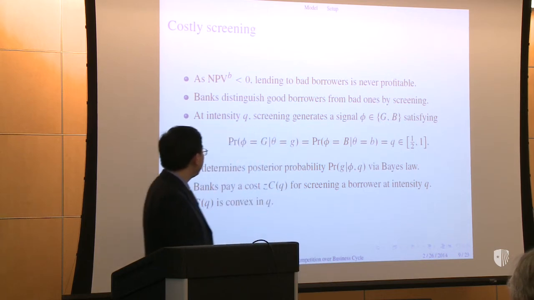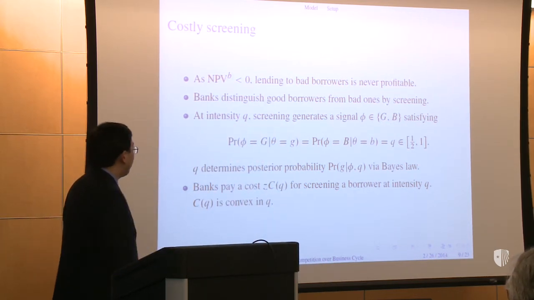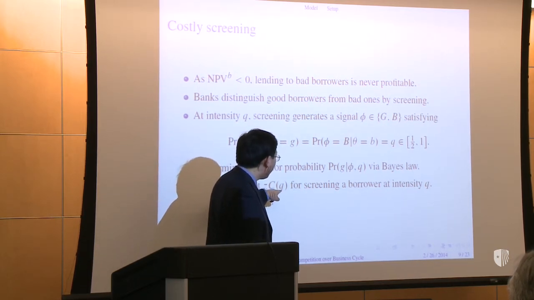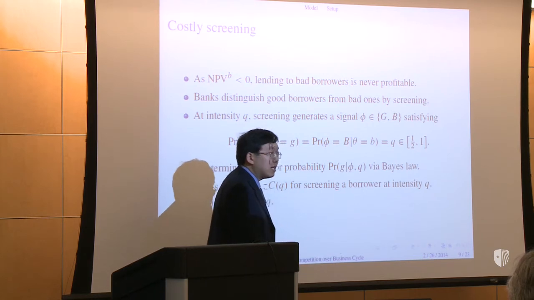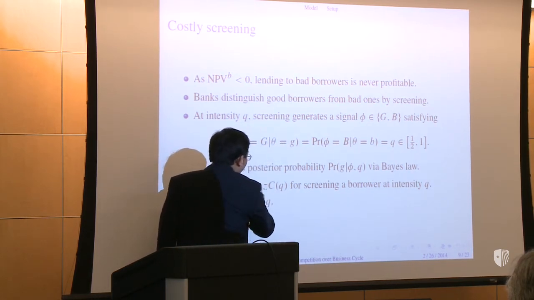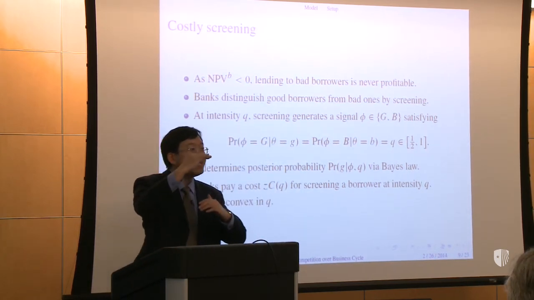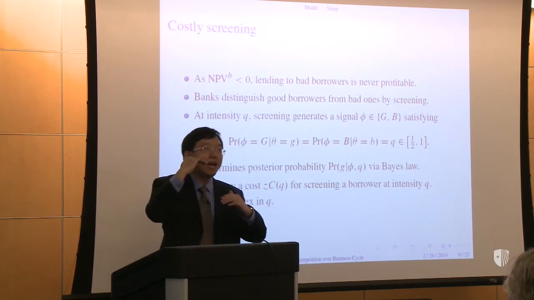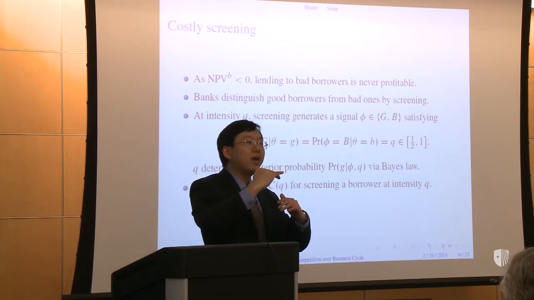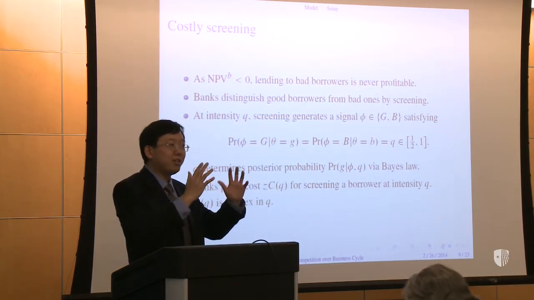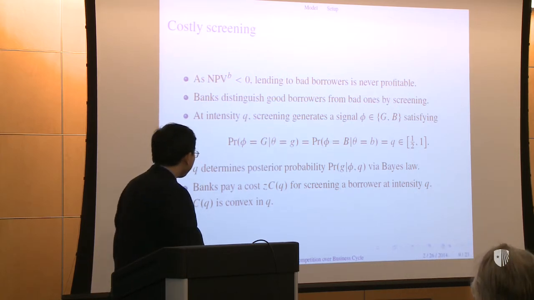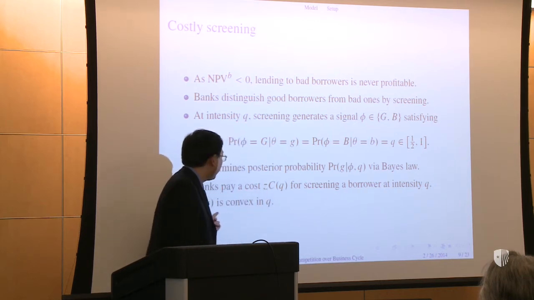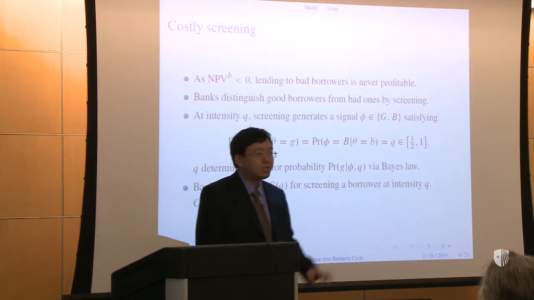Now, here's the cost of this screening technology. Banks will pay a cost Z times C(Q) for screening a borrower at intensity Q. Why do I multiply this by Z? Remember, the loan size is Z. Therefore, if I have Z here, then when I calculate the unit payoff of those banks, it cancels out, so it simplifies algebra. And I'm going to assume that this cost function of screening is a convex function with standard properties.